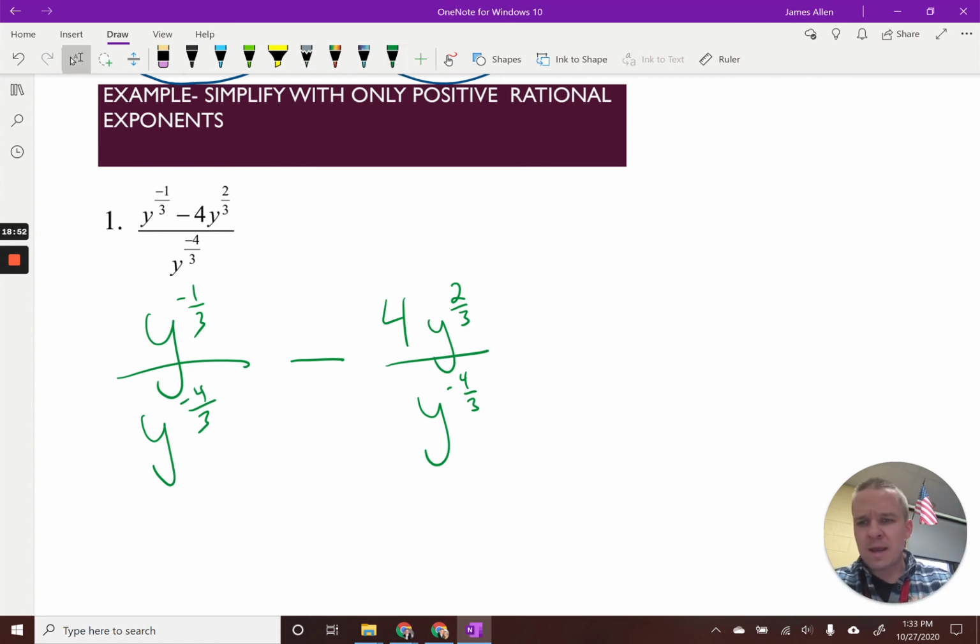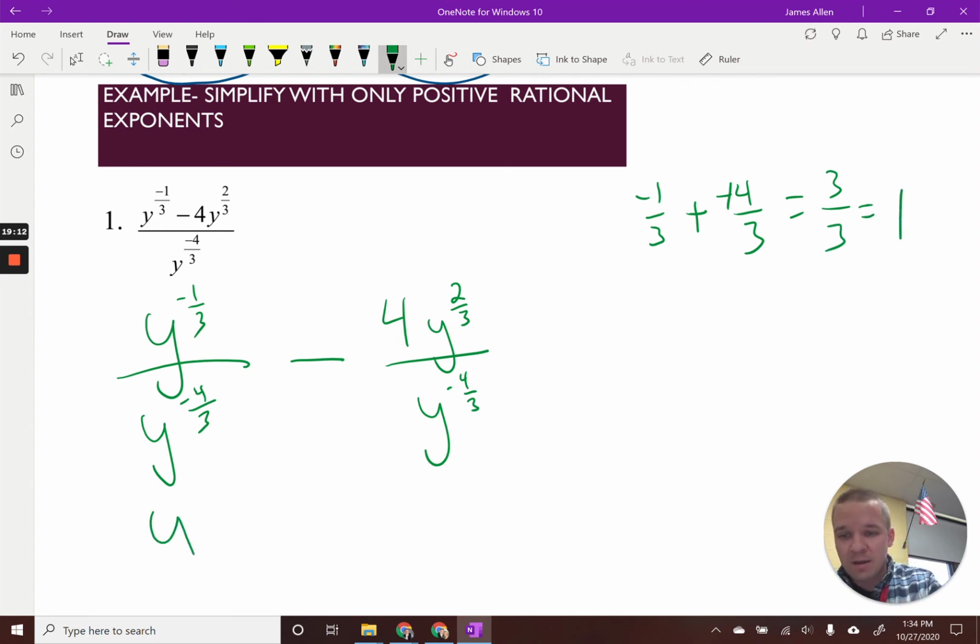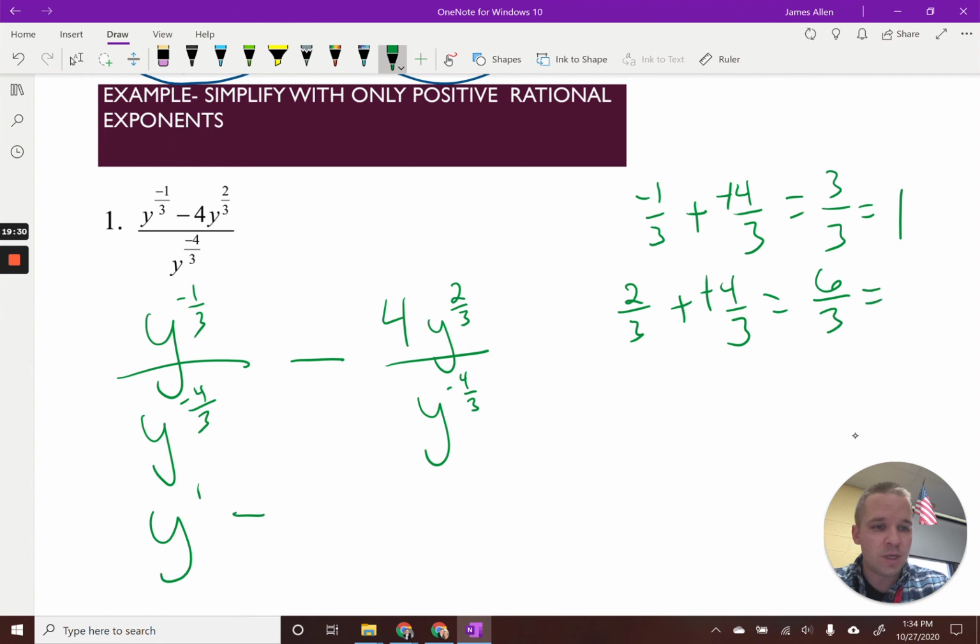So what do I do with each individual fraction? Well, when I'm dividing with like bases, I subtract my exponents. So a little sidebar: negative 1/3 minus negative 4/3 becomes addition, and I end up with 3 over 3, which equals 1. So I get y to the first, which is just y, minus, and then I have 2/3 minus negative 4/3, which becomes addition, and now I have 6 over 3, which is equal to 2. So I'm going to have 4y squared.